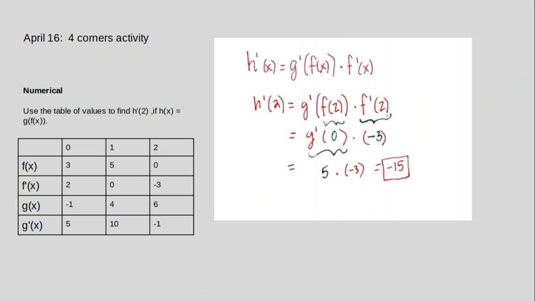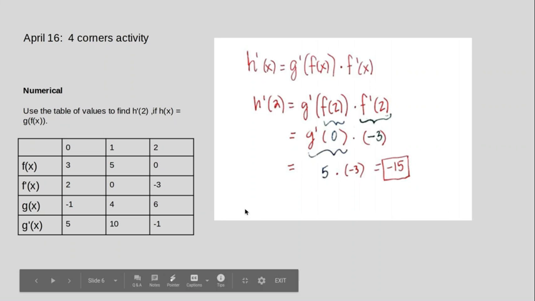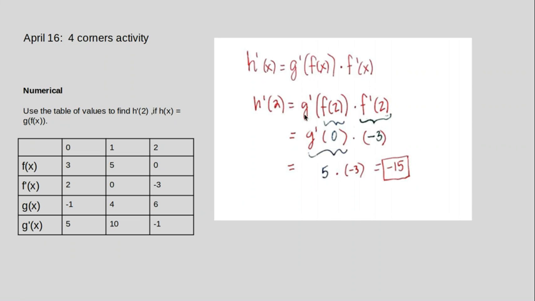All right, now I'm going to move up to the upper right-hand corner, the numerical problem where I gave you a table of values. So I think the majority of you got this one right. I was looking for h prime of 2 if h of x is the composite g of f of x. So using the rule for a composition function, chain rule is what they call it, g prime of f of x times the derivative of the inside stuff, which is f prime of x. So then plug in your 2. I'm going to find g prime of f of 2 and then multiply it by f prime of 2.